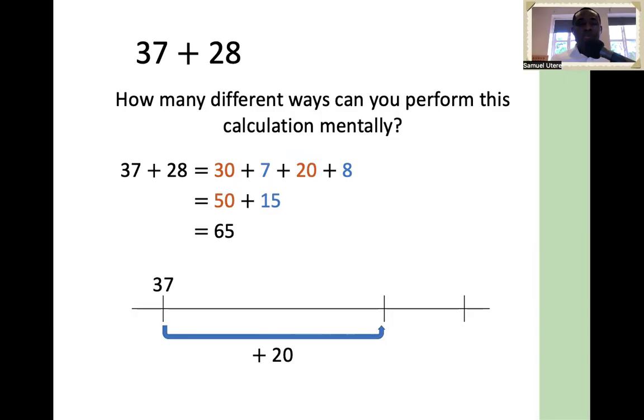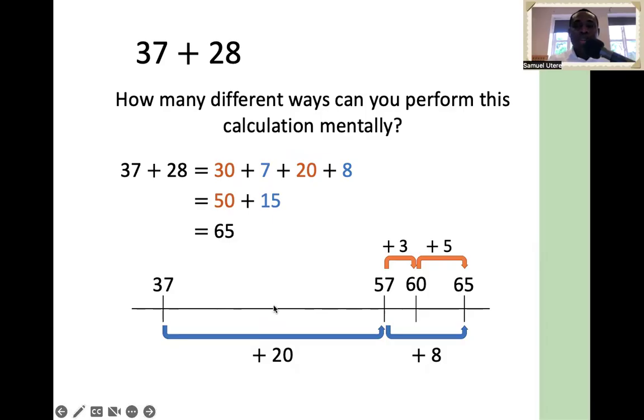Another person could have done it this way. So they could have split the 28 into 20 and then 8, and then represent that on a number line, of course, mentally. So adding 20 to 37 will give 57, and then adding 8 to 57 will give 65. And here is the calculation.